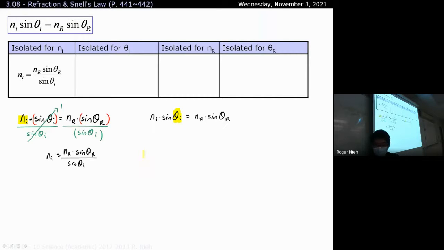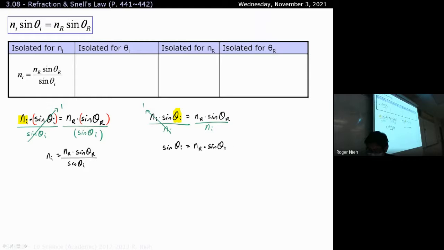Just like in the previous example, you'll see that sine theta I is currently glued to N subscript I by a multiplication sign. Okay, so you have to do the exact opposite of multiply, which is to divide. And that's why we're going to divide everybody on both sides by N subscript I. We're doing that so that these two will divide each other out and go to 1. All right, so we end up with sine theta I is equal to N subscript R times sine theta R.